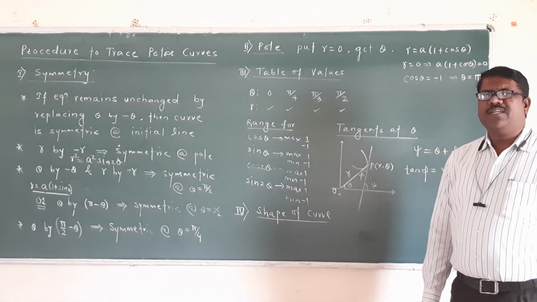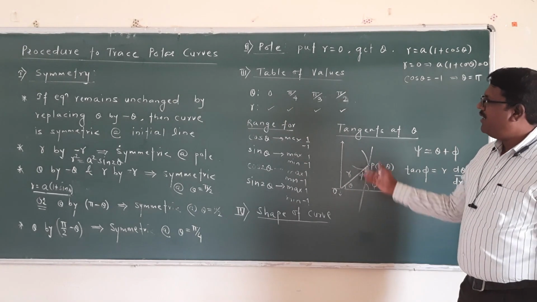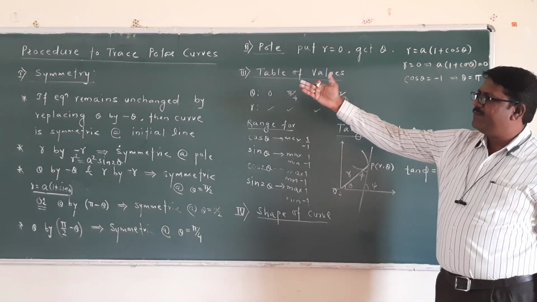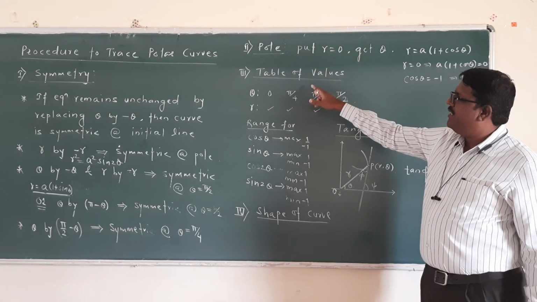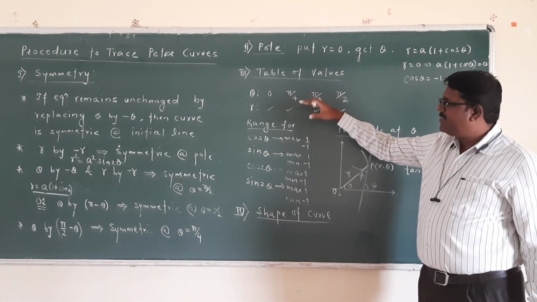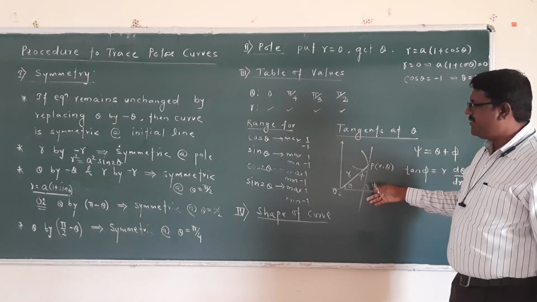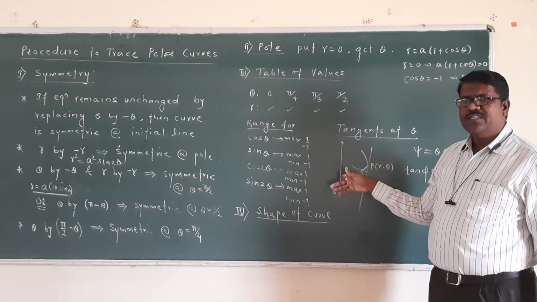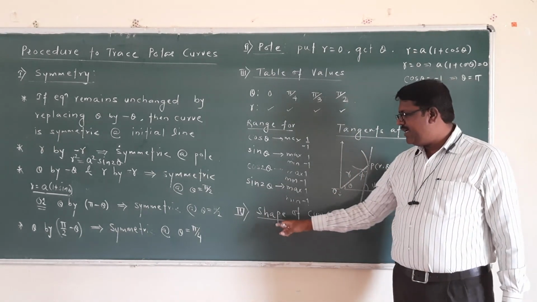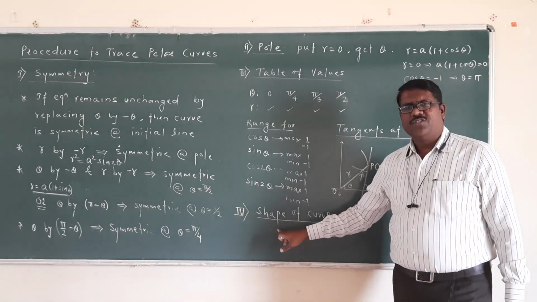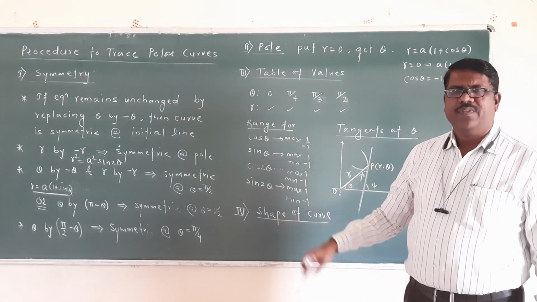Now, after considering all these points, that is, the first point symmetry, second the pole, third a table of values in which we calculate the tangents, and after getting tangents, by considering all these points, we have to trace the curve, and that comes under the shape of the curve. Okay, is it understood?